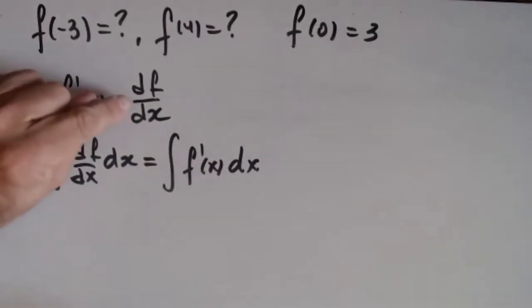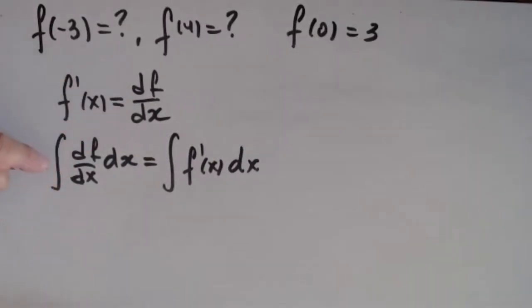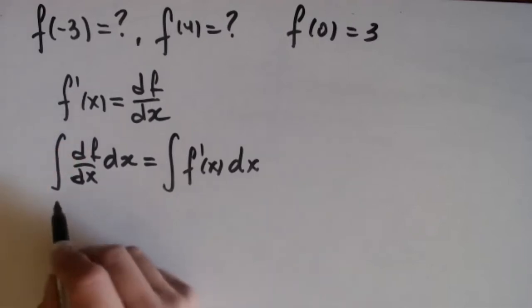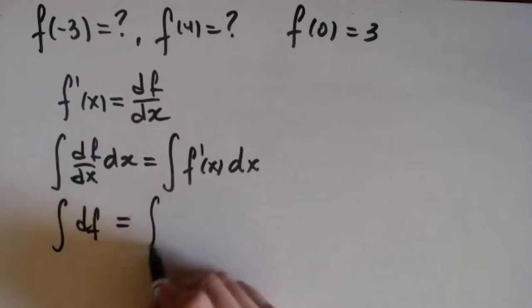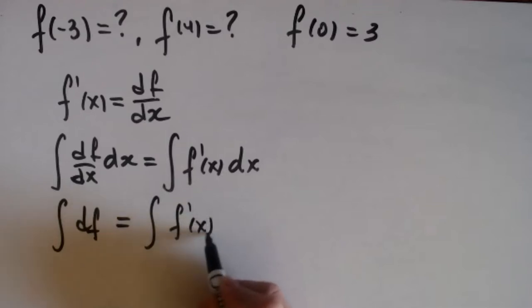To undo the derivative, I have to use the integral. Does everybody understand this step? I need to cancel this derivative to get the function free, so I have to use this one. So this is the integral of df, and this is the integral of f prime of x dx.